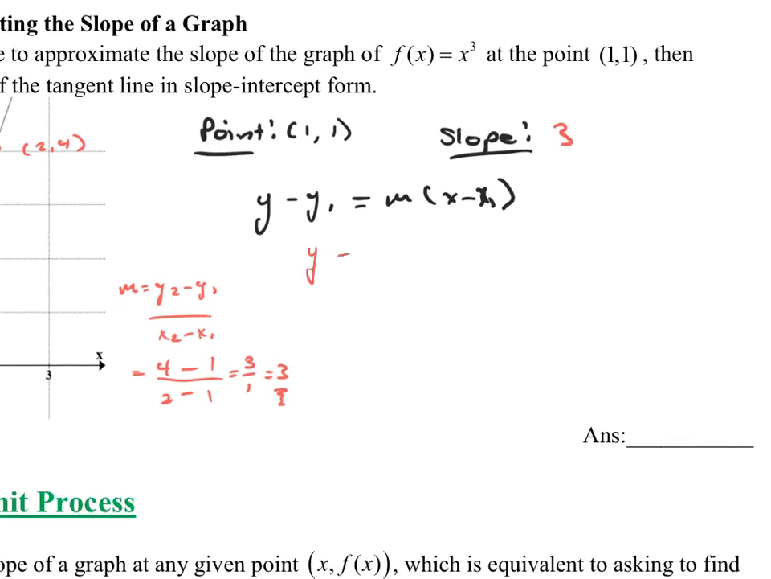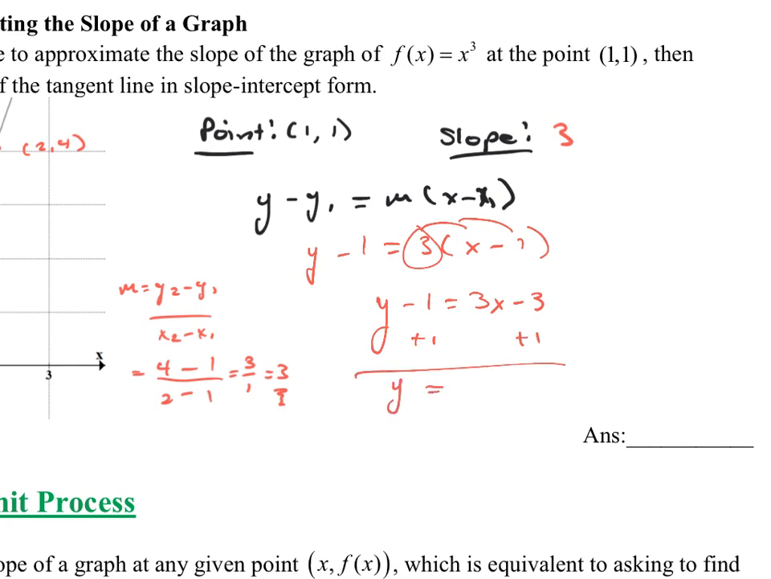So this would be y minus, well, our point was 1, y value is 1. Our m value is 3. And then x minus, well, the x value again is a 1. Let's go ahead and distribute that 3 to both terms. I'd end up with y minus 1 equals 3x, and then 3 times negative 1 would be that minus 3. I add 1 to both sides. When I add 1 to both sides, I'm ending up with y equals 3x minus 2.